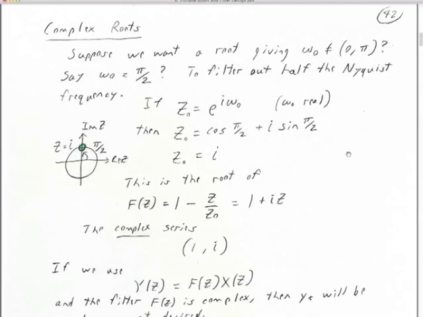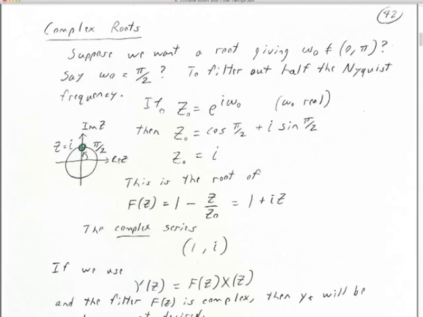So I don't want to take out zero frequency. I don't want to take out the Nyquist frequency. I want to take out this other frequency. So we've got to be somewhere else on the unit circle, and we're going to have a complex root. It's going to have to be on the unit circle, and it's going to have a non-zero imaginary component. So let's say we're looking to remove omega zero equal to pi over 2, half the Nyquist frequency. We want to get rid of that.